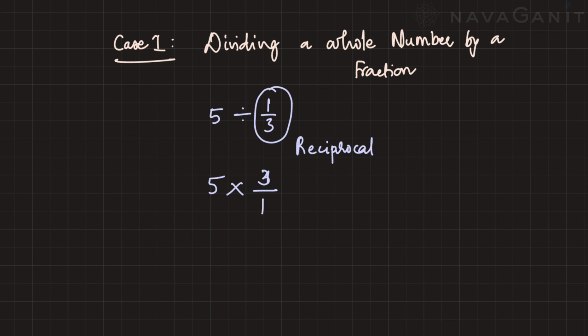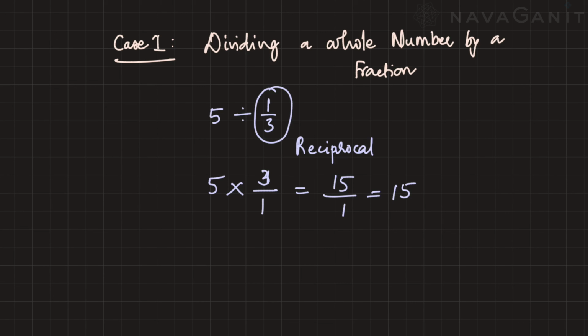First step is to take the reciprocal. Second step is to multiply with the reciprocal, and then we have to simplify. So we end up getting 15.